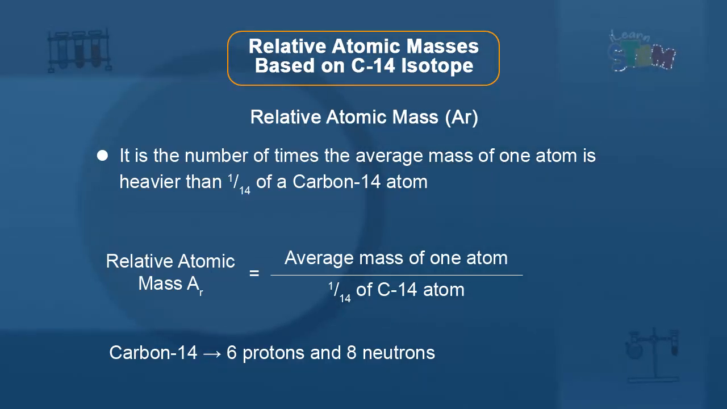Carbon-14 has 6 protons and 8 neutrons. It forms naturally in the atmosphere, and is used in radiocarbon dating to determine the age of organic matter, like wood or bones.